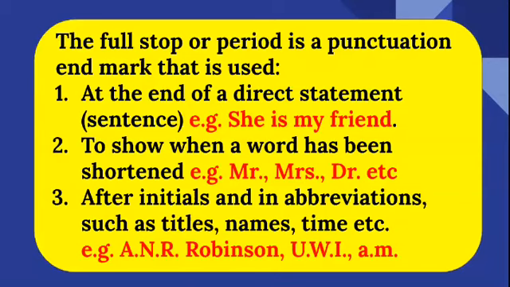Number 3, it is also used after initials and in abbreviations such as titles, names, time, etc. Example, let's look at the name with the initials A.N.R. Robinson, where there's a period after each initial. Let's look at the abbreviation U.W.I., where there's a period after each initial, and also in the time a.m., where there is a period after each initial.